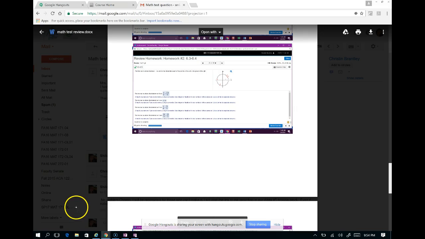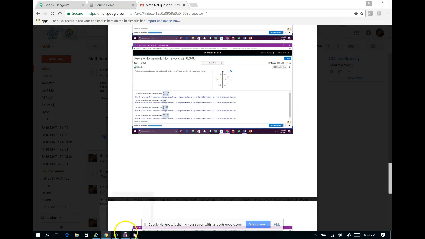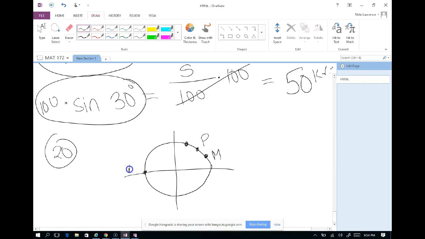And then there were two others, N and Q. Now they have labeled 3 points, or at least marked 3 points in each quadrant, because we have 3 special angles in each quadrant. And those special angles are 30, 45, and 60 in degrees. We're asked for the radian equivalent.